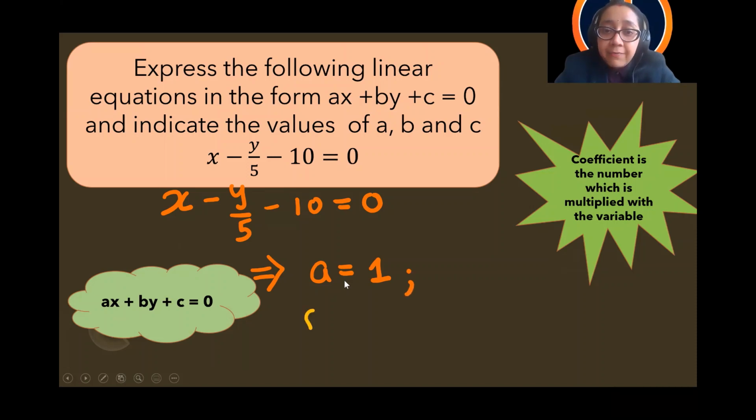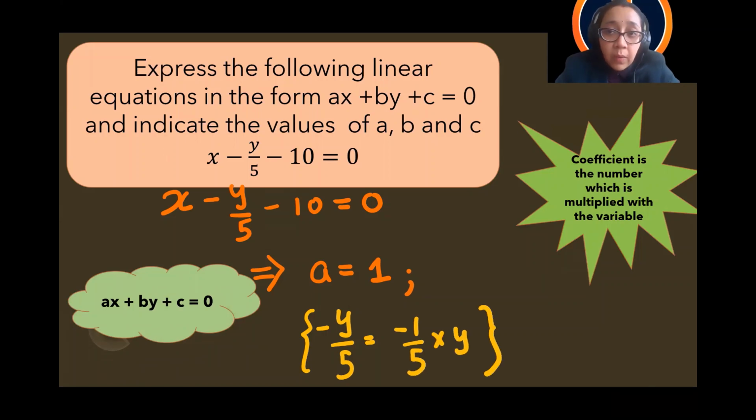And similarly, if we think minus y by 5, we can write it how? Minus 1 by 5 times y. So this we can rewrite, isn't it? So from this, what number is multiplied with y? It is minus 1 upon 5. And hence, this is the coefficient. So what is the value of b? If you compare with the general form, it is minus 1 upon 5. Okay. Clear?